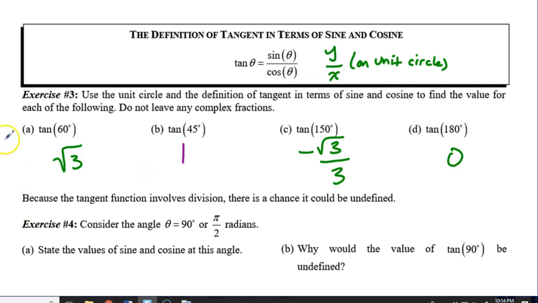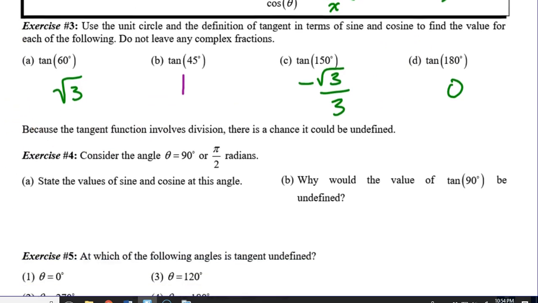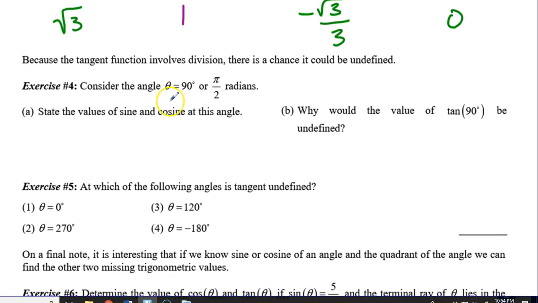Okay, so we just talked about places where the tangent function is undefined. So what is the sine and cosine of 90 degrees? And then why would that be undefined? Take a moment to answer those yourself, because we've already kind of alluded to those. And I'll leave this up here while you think.